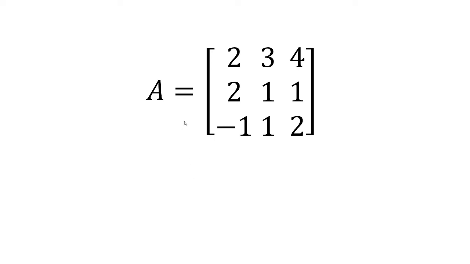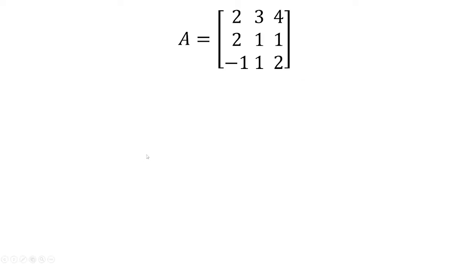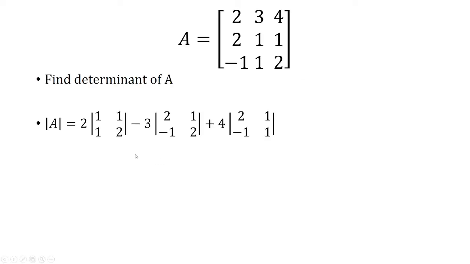In this video, we're given matrix A, and we want to perform the following operations. First, we want to find the determinant of A. For this, we're going to use the first row. We start off with 2, and we hide the first row, first column, and we take the determinant of the 2 by 2 matrix of 1, 1, 1, 2.